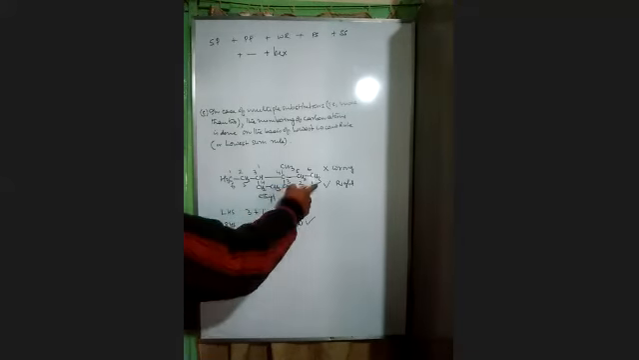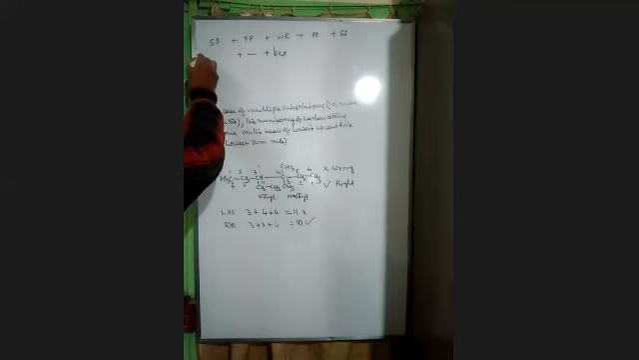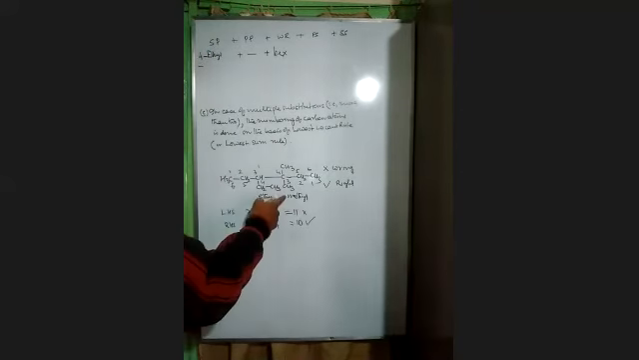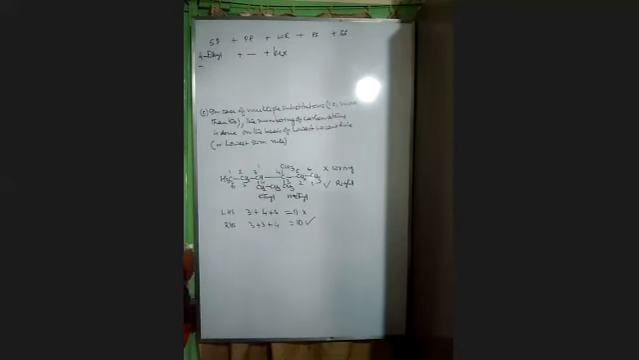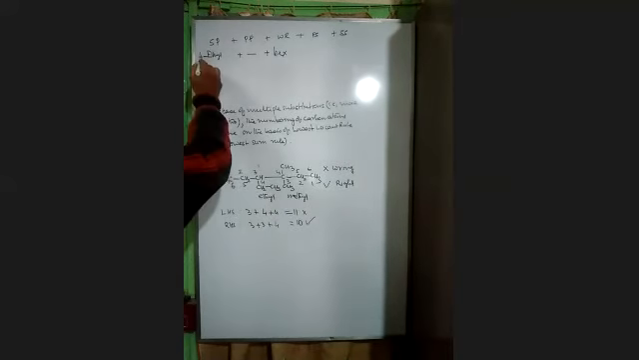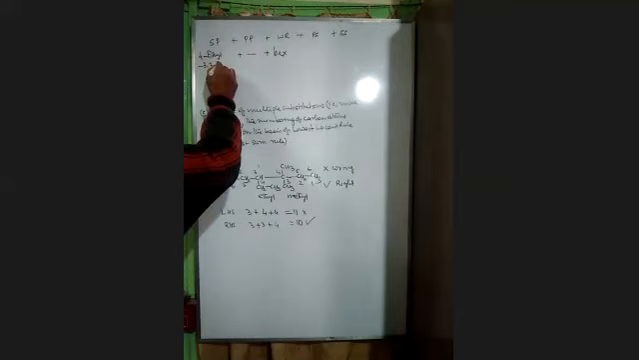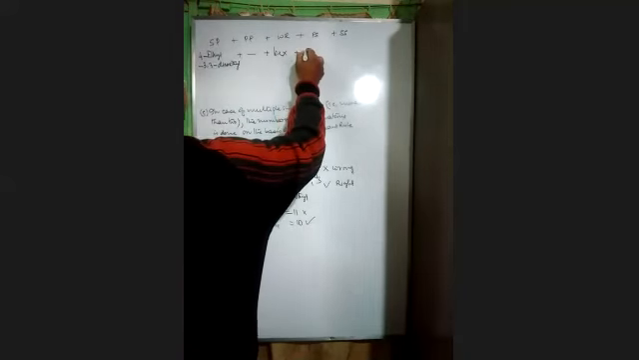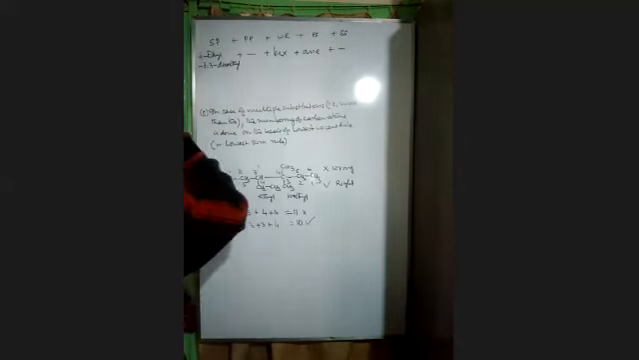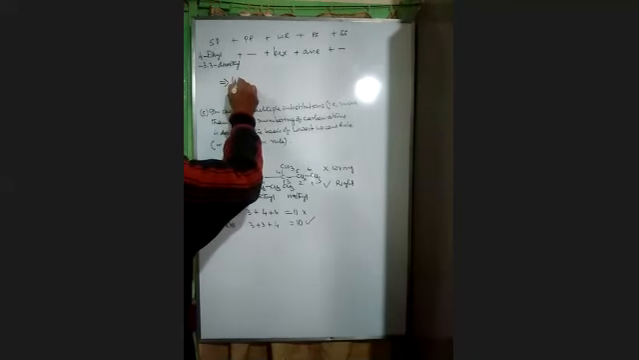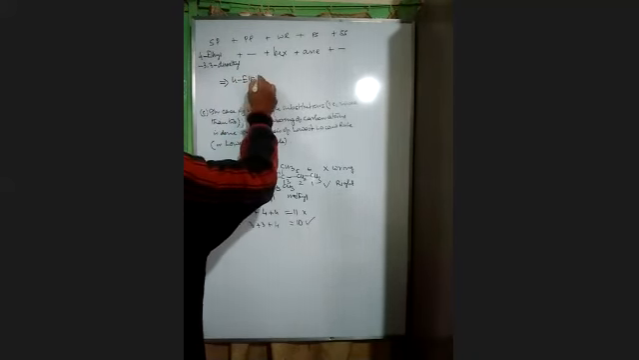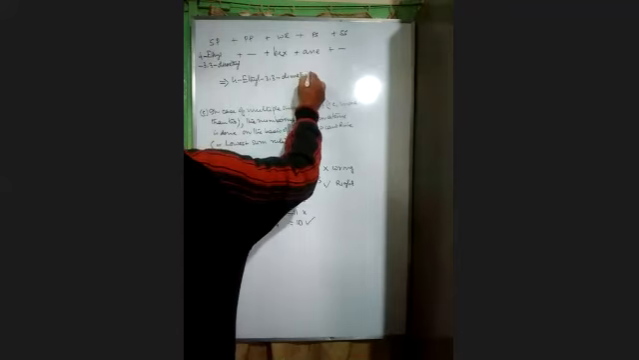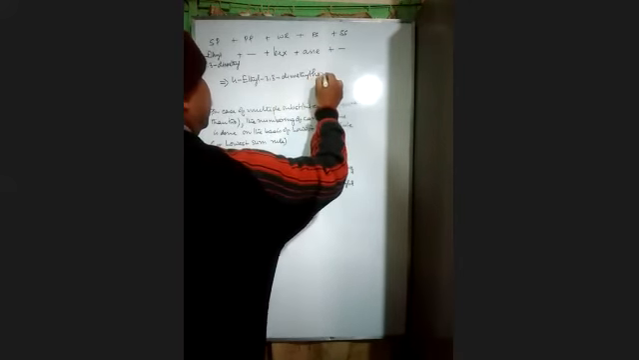So the position is what? 1, 2, 3, 4, so it will be 4-ethyl. Then on the third carbon, how many methyl groups do you have? 2. So it will be 4-ethyl, 3,3-dimethyl, hexa.